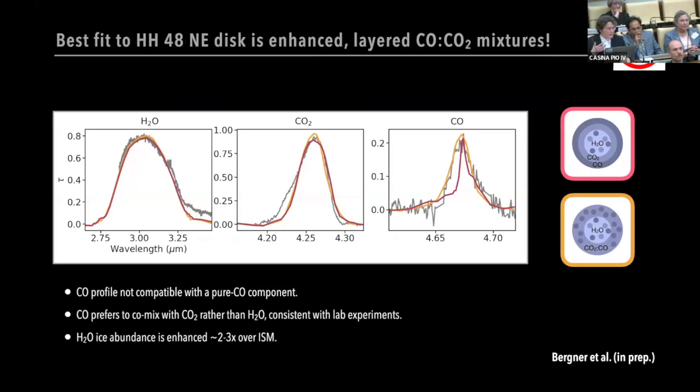So when she looks at our actual data and does a more detailed fit, she finds that it's not possible to have pure CO anywhere in the grain. The CO must be mixed preferentially with CO2 in order to reproduce the CO profile. And she also finds again that the ice abundance is now about a factor of 3 higher than the ISM. And this has a lot of implications for C/O ratios and snow lines in protoplanetary disks.